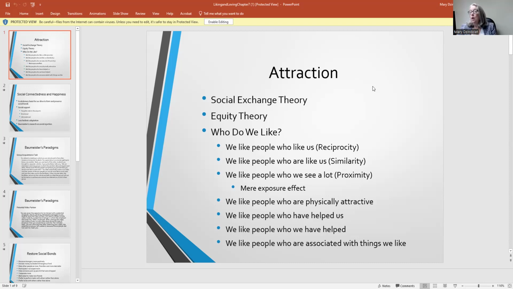Okay, enough theories since the theories aren't that great. But what we do have really good research on is who do we like? What are the characteristics of the people that we like? And your book does a great job going through a lot of these too. Who do we like? We like people who like us. We call it reciprocity. They reciprocate our feelings. We like people who like us, especially if the person didn't like us at first.